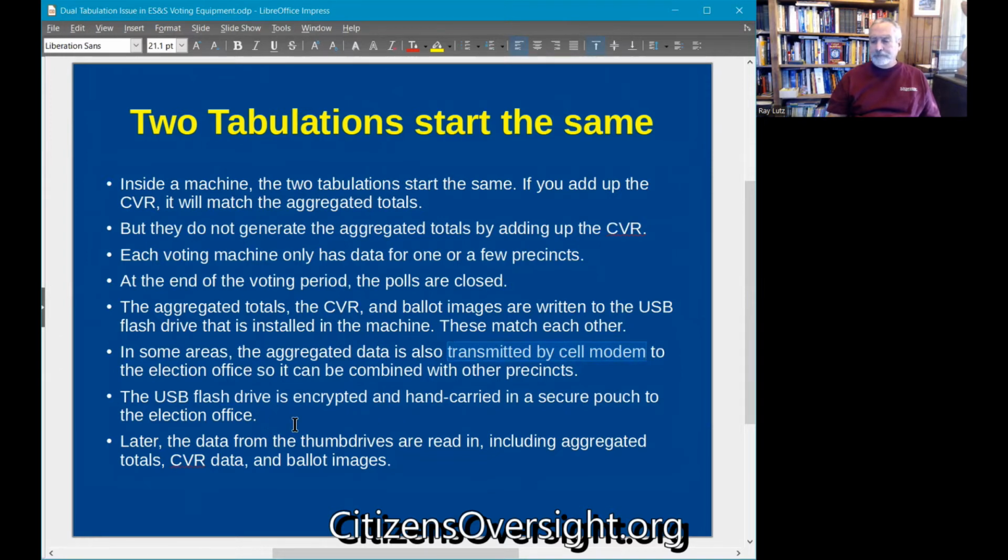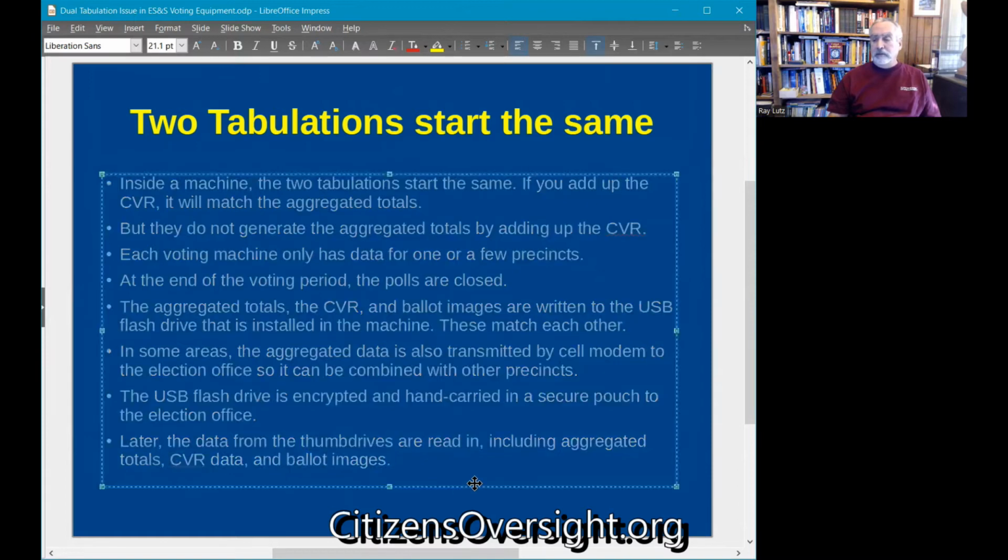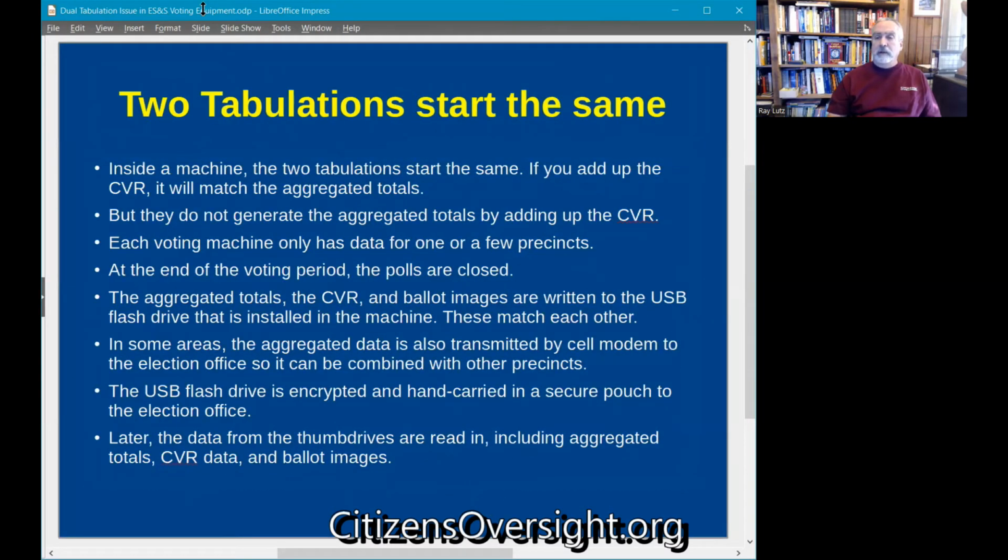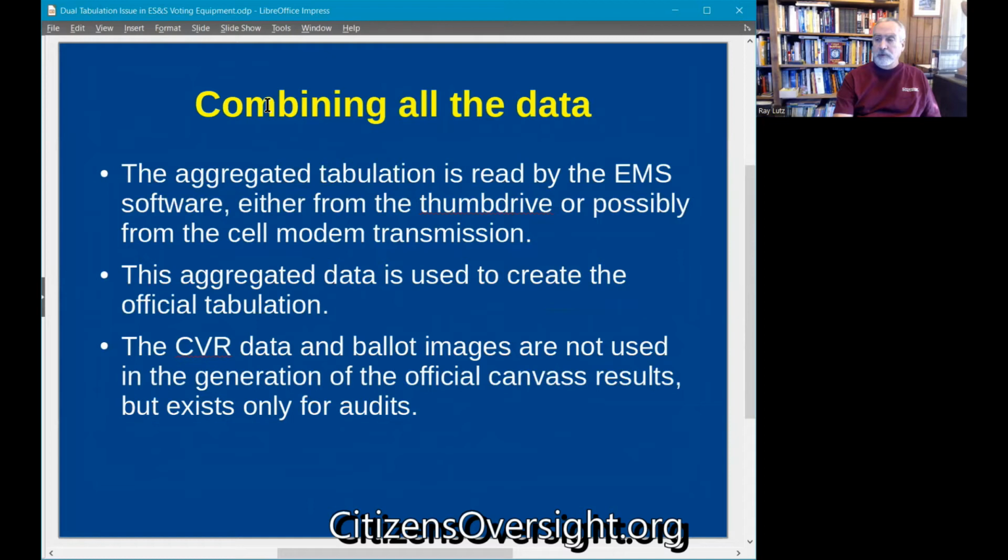But meanwhile, later, the data in the thumb drives are transported in and then read in, and that may take a few days. And when they do that off those thumb drives, they do have the aggregated totals. They do have the CVR data, and should have the ballot images if they did not delete them. Some of them are deleted.